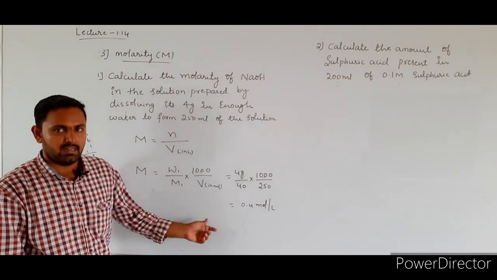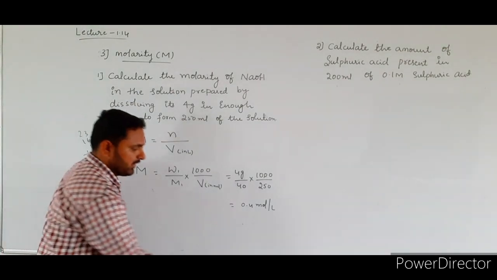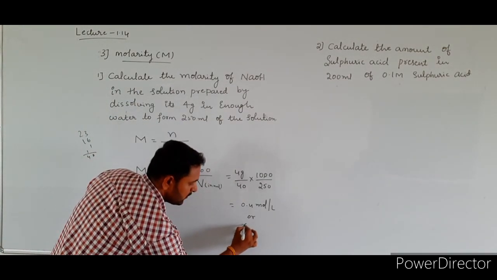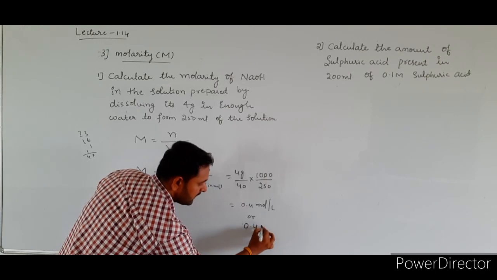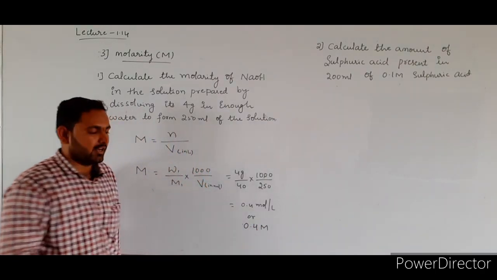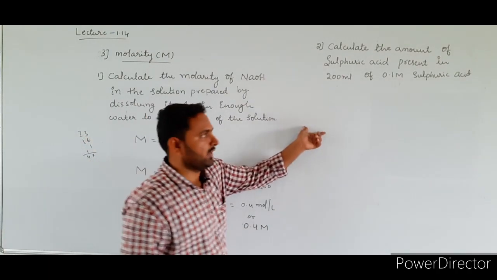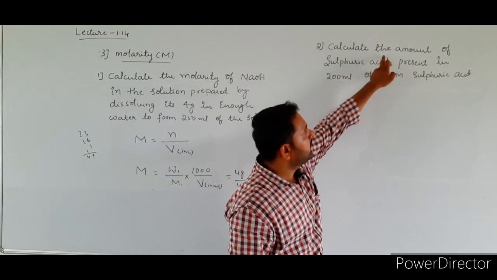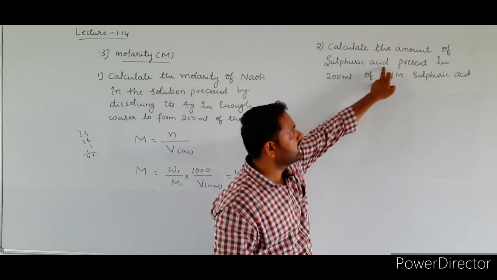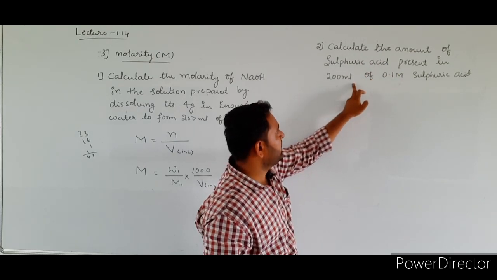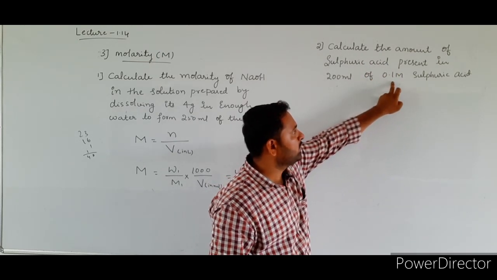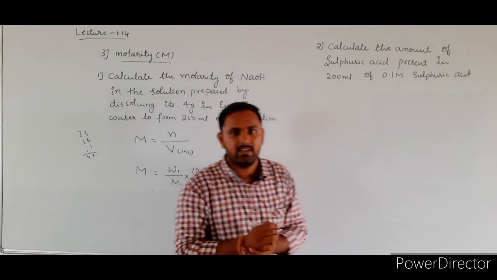0.4 mole per liter, or we can write 0.4 capital M. You can write mole per liter or capital M. Let's go for the second numerical. Calculate the amount of sulfuric acid present in 200 ml of 0.1 molarity sulfuric acid.